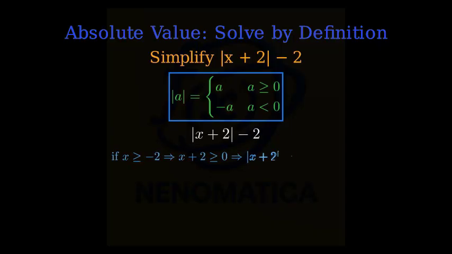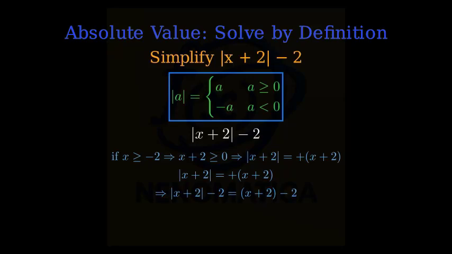Case 1. If x is greater than or equal to negative 2, then x + 2 is greater than or equal to 0. So the absolute value of x + 2 equals x + 2. We restate that equality on its own line. Now substitute this into the original expression. |x + 2| − 2 equals (x + 2) − 2. Simplify. The plus 2 and minus 2 cancel, leaving x.